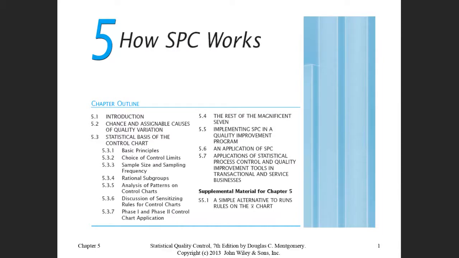Welcome everyone to IE 342 Quality Control, and today we'll talk about Chapter 5, how SPC, Statistical Process Control, works. We will go over the 7 main tools in the SPC. We have already talked about them in Chapter 1 and Chapter 2, and today we will narrow down and scope each one of them and have examples.